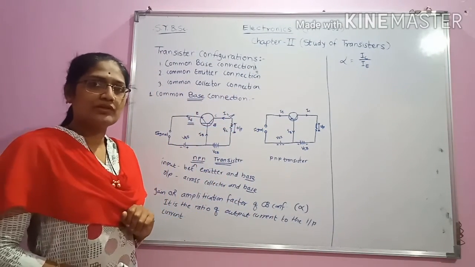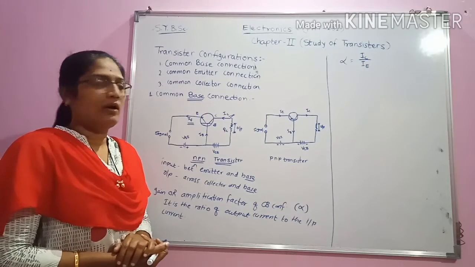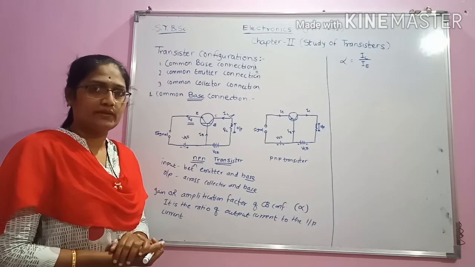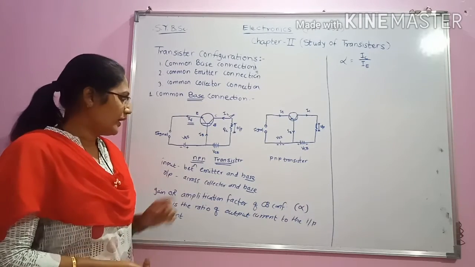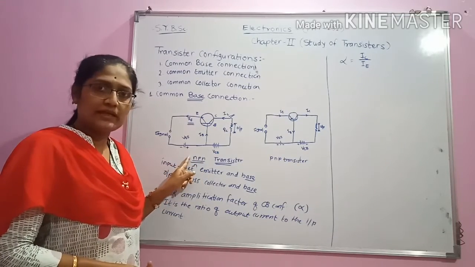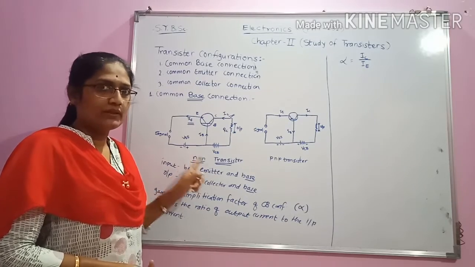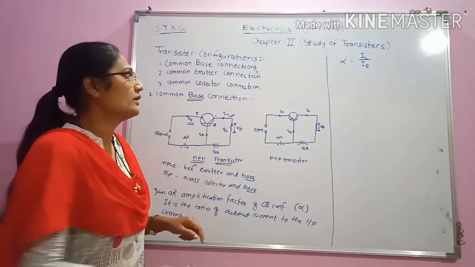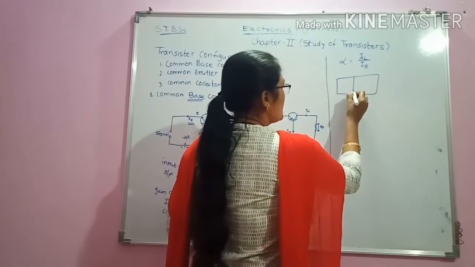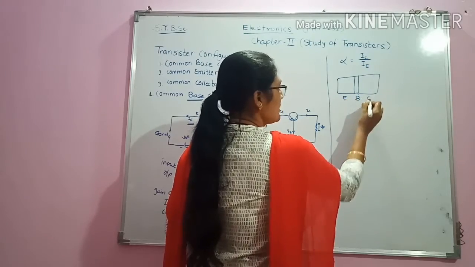In our previous lecture, we have seen what is the emitter and how it is formed, what is the base and what is the collector. In case of the emitter, in case of NPN transistor, the majority charge carriers are the electrons and it is heavily doped. The middle portion is the base, this is the emitter, this is the collector.